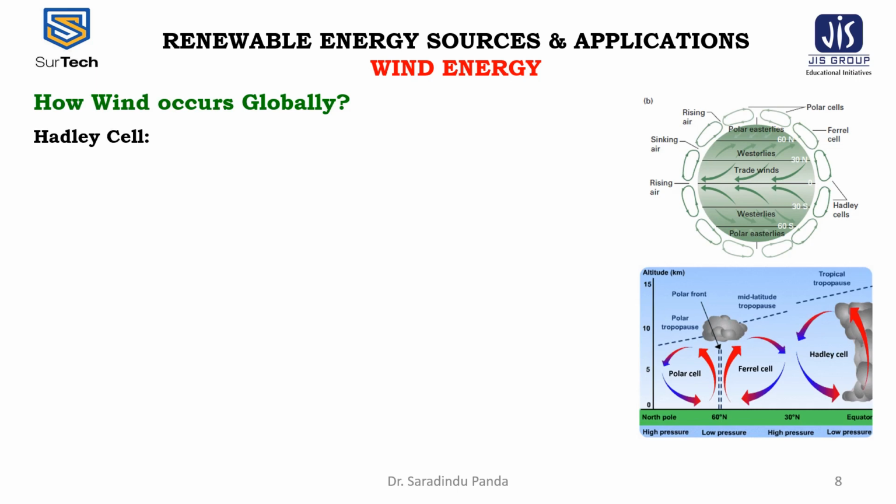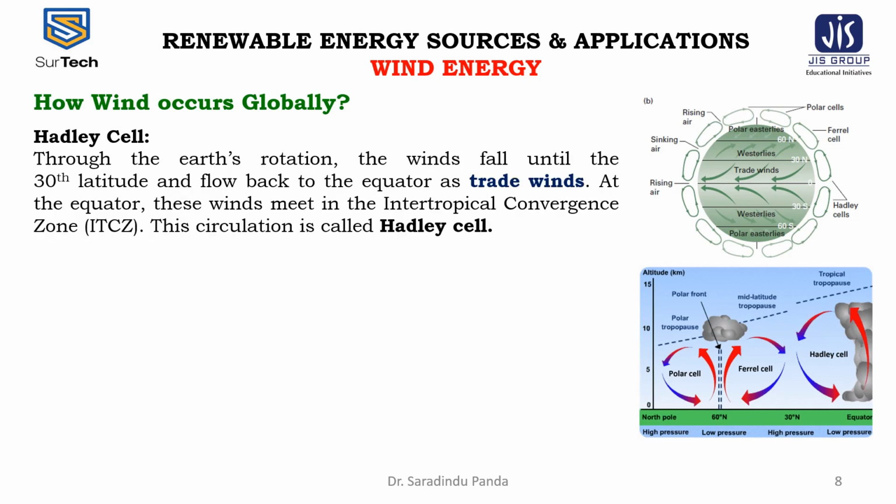Now, what is the Hadley cell? Through the Earth's rotation, the winds fall until the 30th latitude and then flow back to the equator as the trade winds. At the equator, these winds meet in the intertropical convergence zone. This circulation is called the Hadley cell. This is the 30th latitude, in the north and in the south.